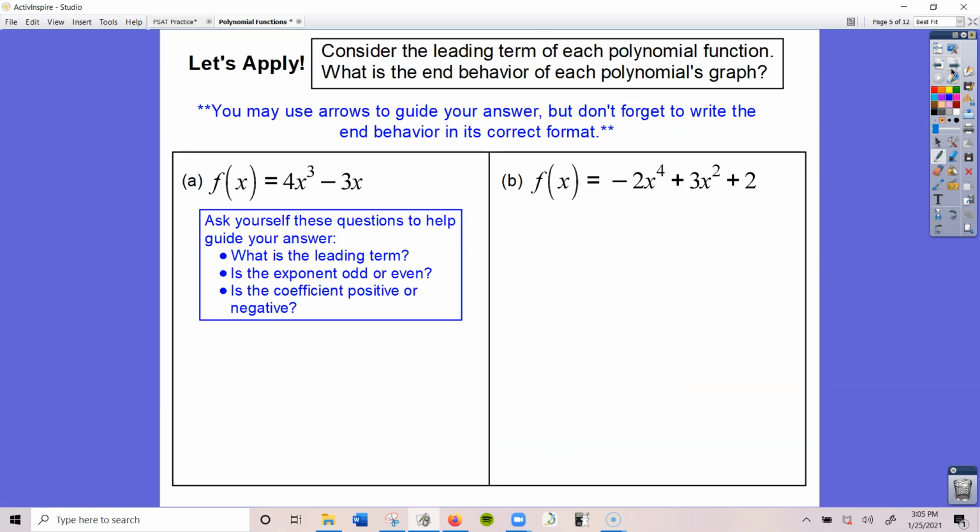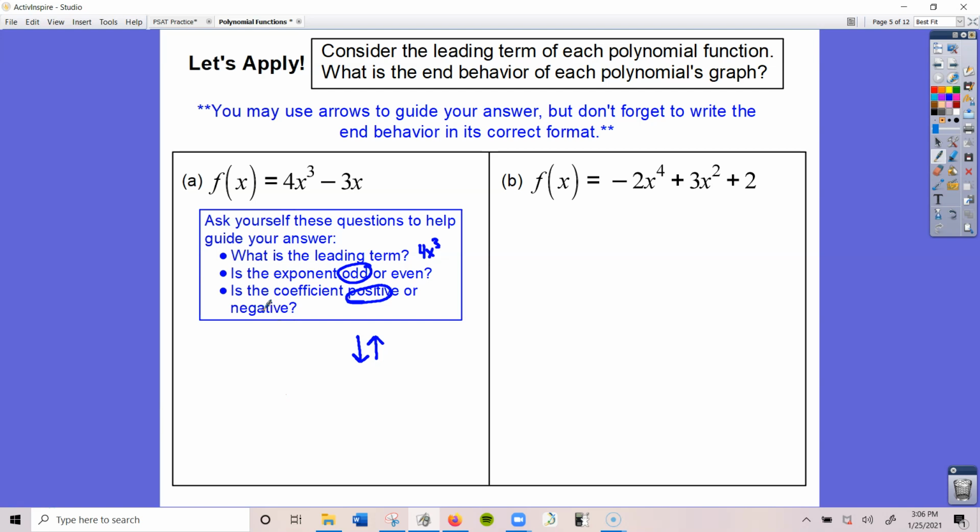Now let's practice that leading term test. So I put here to ask yourself those three questions. What is the leading term? In this particular case, my leading term is 4x to the third. My exponent here is an odd number, and the coefficient is positive. Since my coefficient is positive, that means the right side goes up. And since the exponent is odd, that means the left side must go down in the opposite direction.